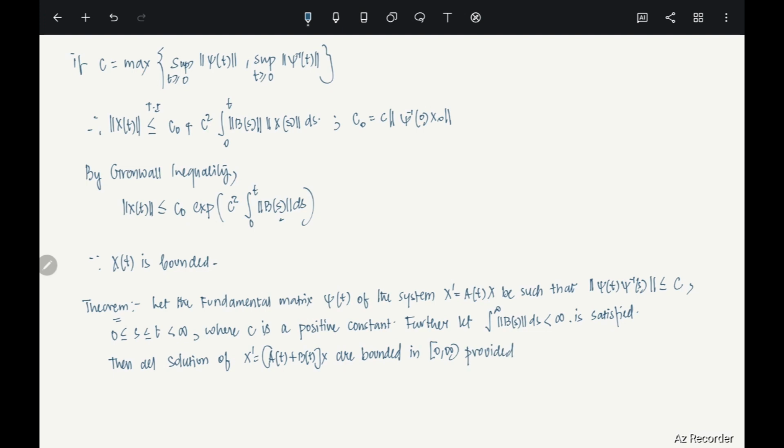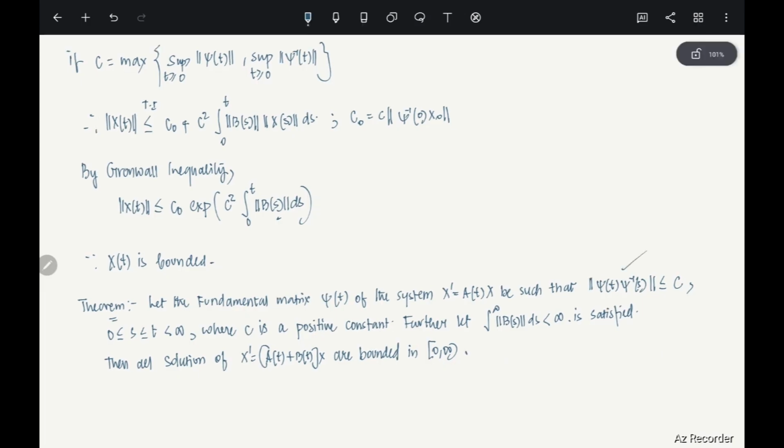No, what am I doing? I wrote the condition. Sorry, I wrote the condition. Then all solutions are bounded in 0 to infinity. This is the condition on the fundamental matrix, and of course the integrability of B(s) is required.